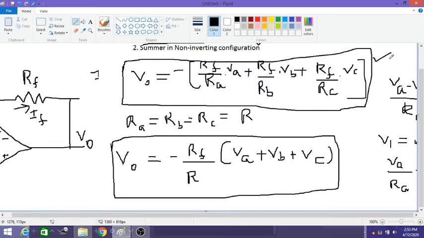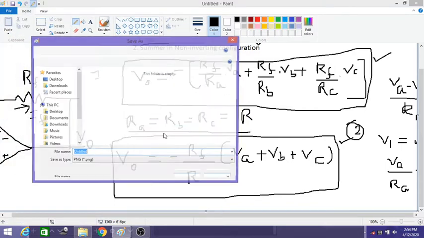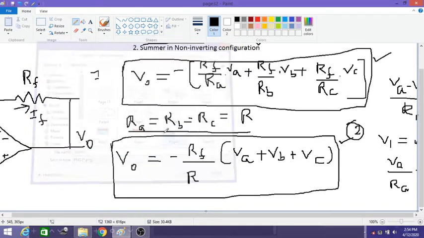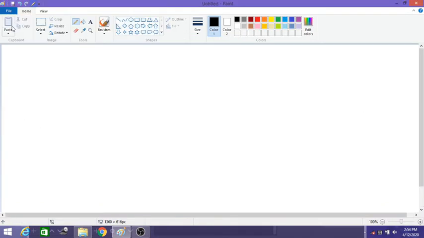Either we can apply this equation or this equation. The second equation is applicable only if all the resistor values are equal. Okay, so hope you have understood this analysis of the summer of inverting configuration. So let me save this page, that is page 32. So now let us take a new page and let us see one example.